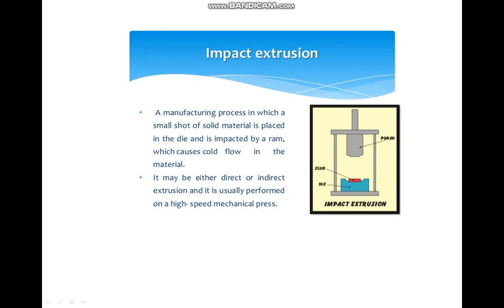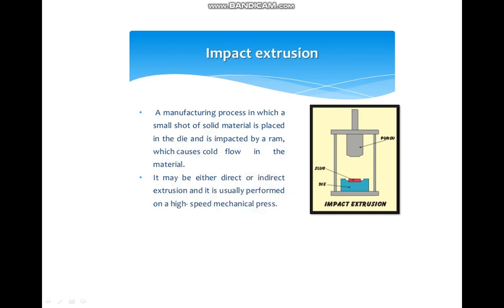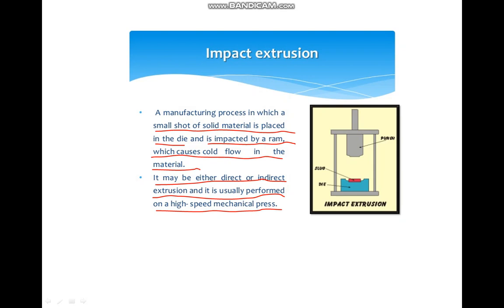So we have discussed two processes, backward and forward extrusion processes, hot and cold extrusion processes. Let us study about the impact extrusion. In impact extrusion, a small solid material is placed in the die and is impacted by a ram, which causes cold flow in the material. It may be either direct or indirect extrusion, and it is usually performed on a high-speed mechanical press.